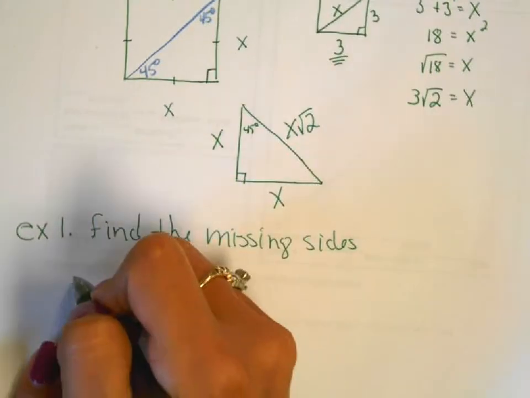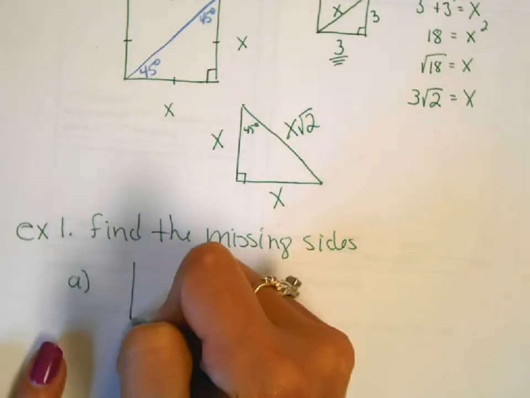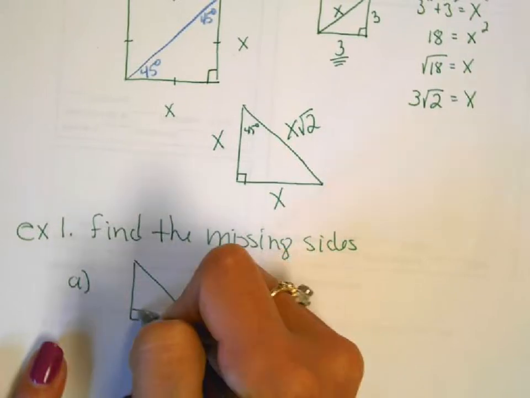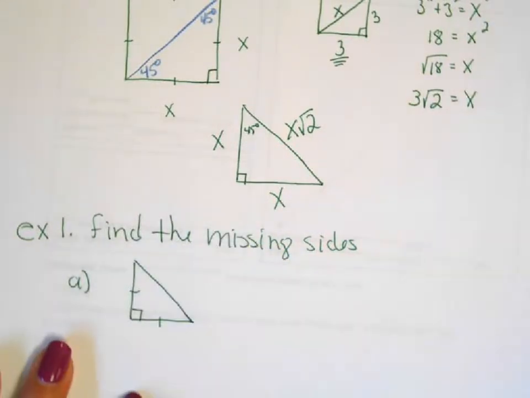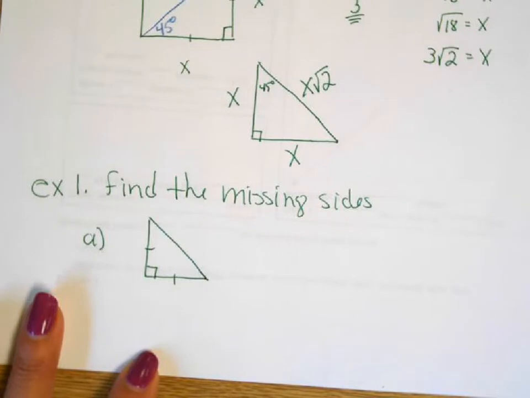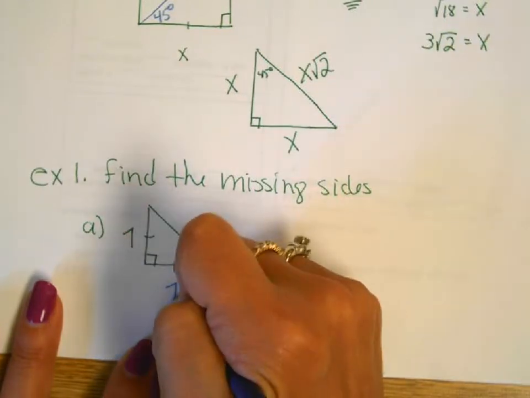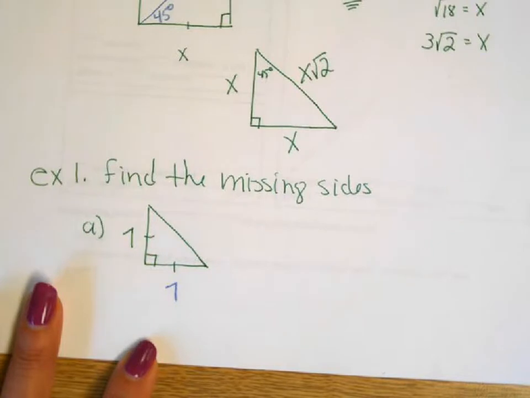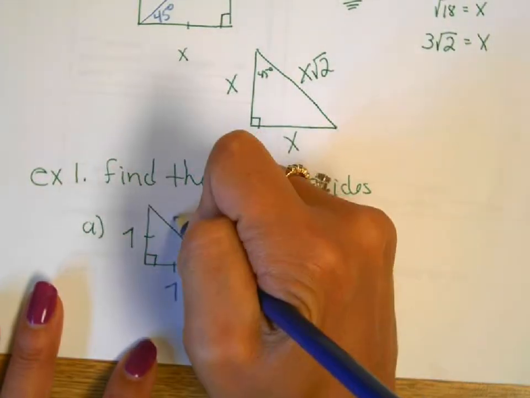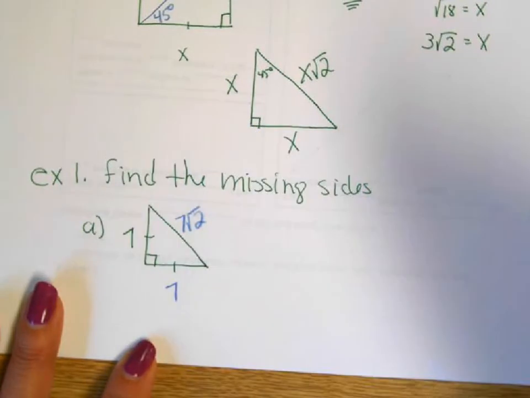Alright, so the tick marks make it a 45, 45. If I give you a 7, can you fill in the other 2 sides? Yes, one of them is 7. What's the hypotenuse going to be? 7 times the square root of 2. Doesn't get much easier than that.